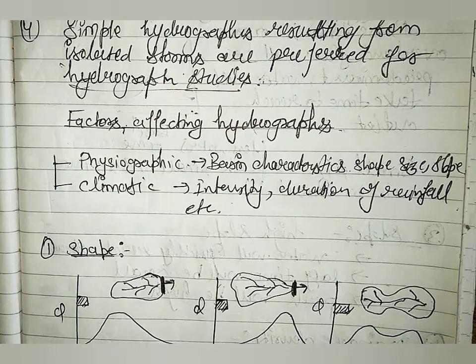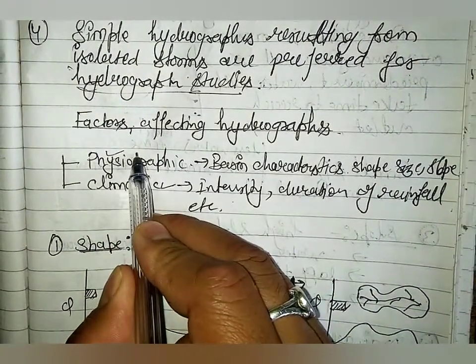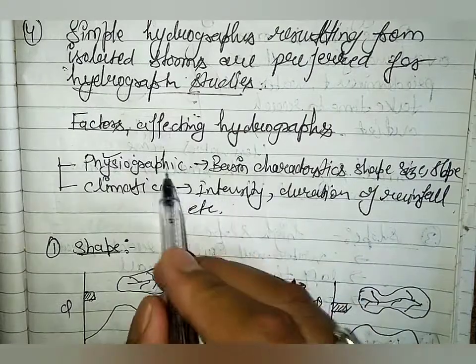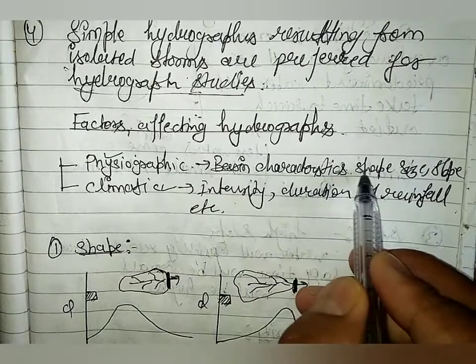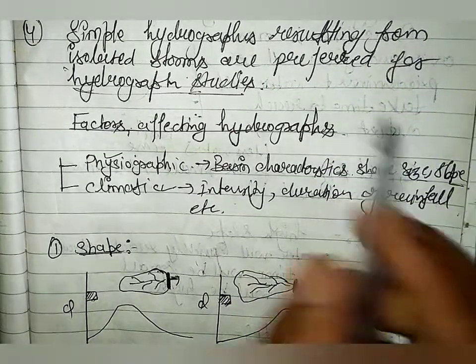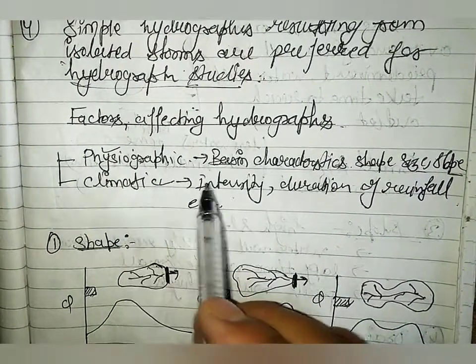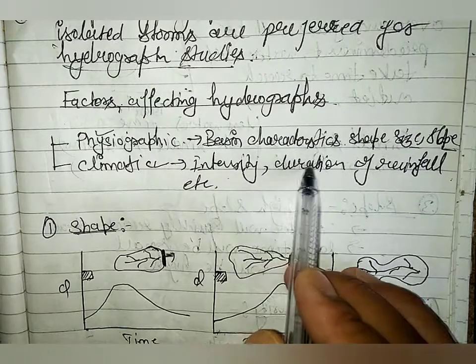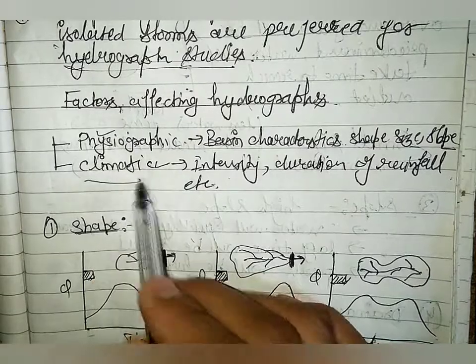Okay, so the factors that affect the shape of the hydrograph can be broadly grouped into your climatic factors and your physiographic factors. Now physiographic factors contain your basin characteristics like shape, size, slope, etc. And what is the climatic characteristic? Climatic characteristic is the intensity and the duration of the storm and the location of the storm. These come under your climatic factors.